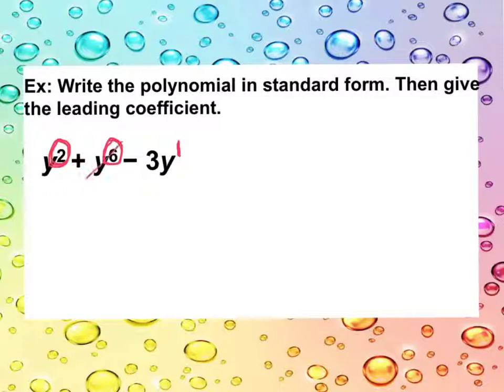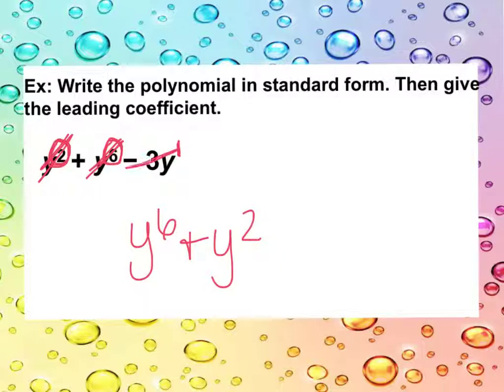So the highest is y to the 6. Next is y squared. And then we have negative 3y.